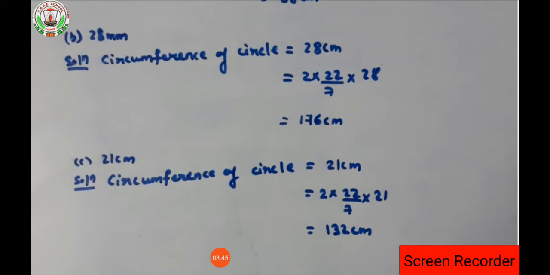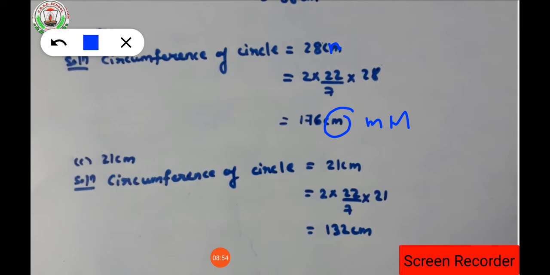So in this way we get the circumference of the circle when the radius is given as 28 millimeter. So dear students, here you have to write mm, because the question is given in millimeter. I thought that the question was in centimeter, but looking at the question it is very clear that it is in millimeter. So please write millimeter.